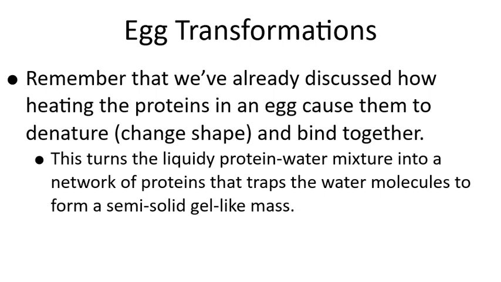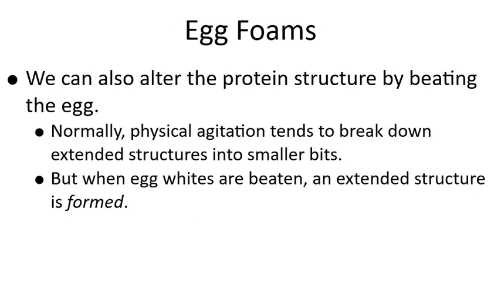This process turns the liquidy protein and water mixture in the albumin, the egg white, into the network of proteins that traps the water molecules in place to form a semi-solid gel-like mass that we see in a cooked egg. But heating the egg isn't the only way to alter the protein structure. We can also do so by beating the egg.